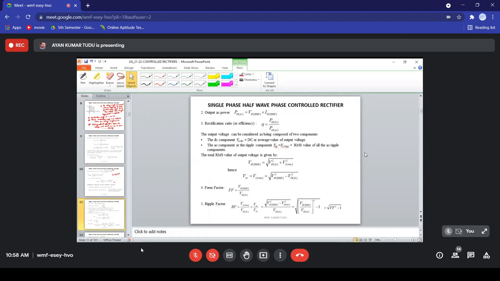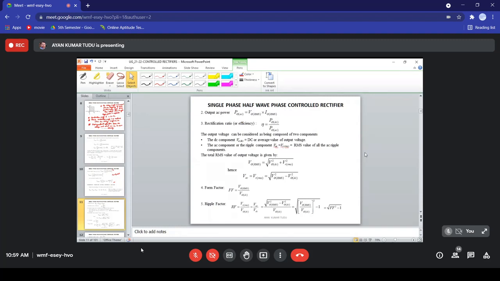One is the DC component, that is our V0 DC, the average value of the output voltage, and another one is the ripple component, that is our VAC, the RMS value of all the AC ripple components. So what is the total RMS value of the output voltage? V0 RMS will be equal to root over of V0 DC square plus VAC square. So VAC would be equal to VR RMS, which is equal to root of V0 RMS square minus V0 DC square.